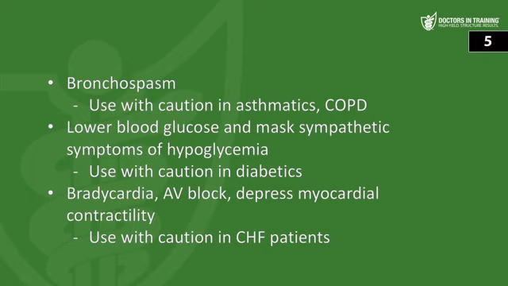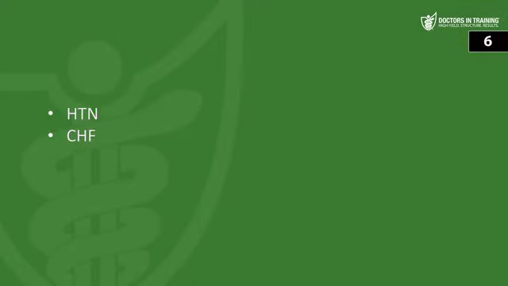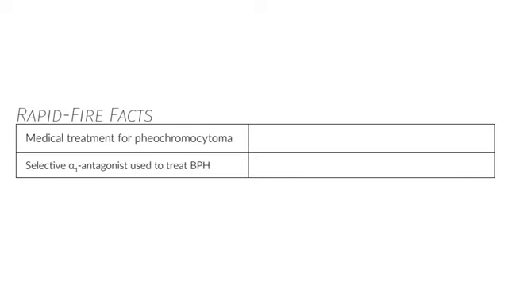Next, what are the various clinical applications of beta blockers? So beta blockers can be used for a lot of different things. Hypertension, CHF, supraventricular tachycardia. We use a lot in angina in MI patients. And then we're going to use some of those beta blockers in glaucoma patients as well. And then we finally have a couple rapid fire facts here. If we have pheochromocytoma, you're going to use alpha blockers. And for BPH, you're going to use a very selective alpha blocker like tamsulosin.